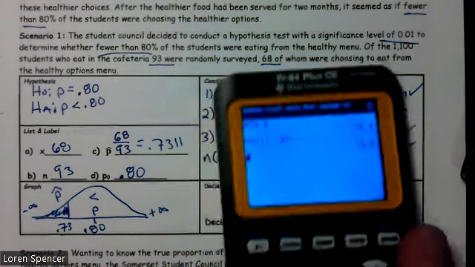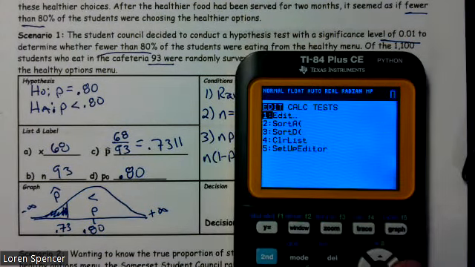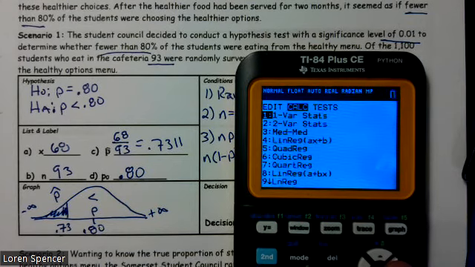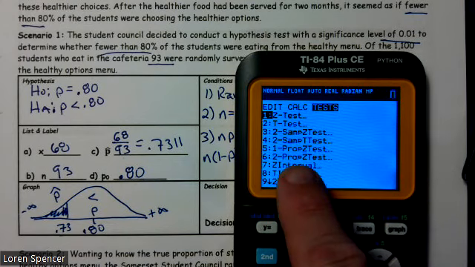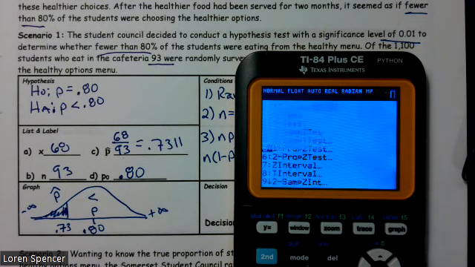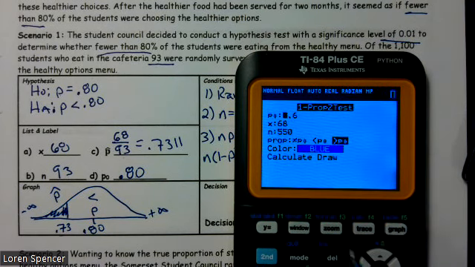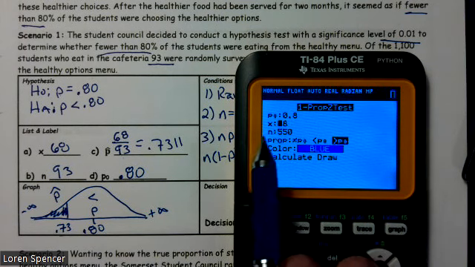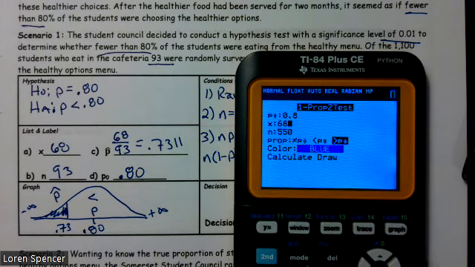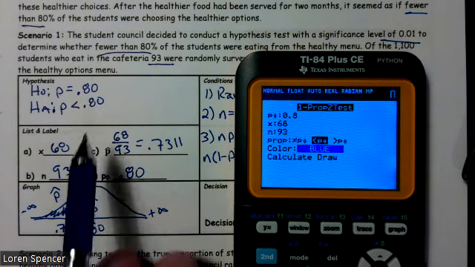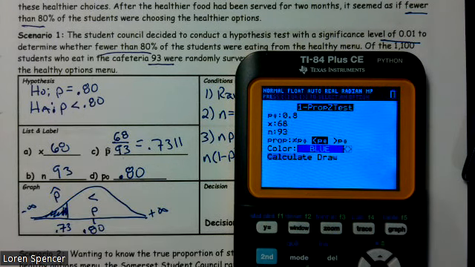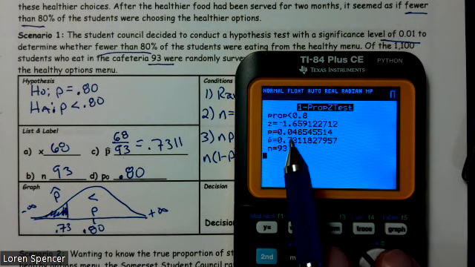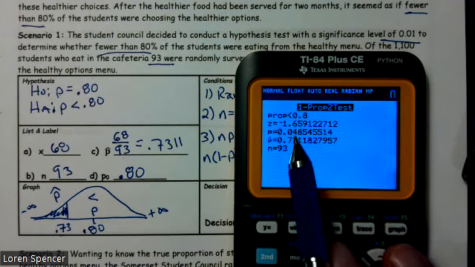All right, we're going to go ahead and run this even though we're skipping steps and just make sure that we know how to do this. Stat test, and we're going to go to number 5, one proportion z-test. And we have a claim of 80%. We have an x of 68, an n of 93, and we wanted a less than. That's what our alternative hypothesis showed. And we ended up with a z of negative 1.659.